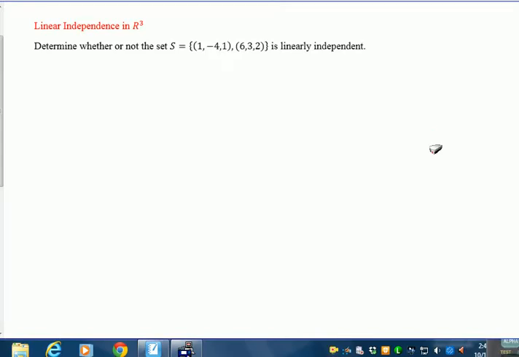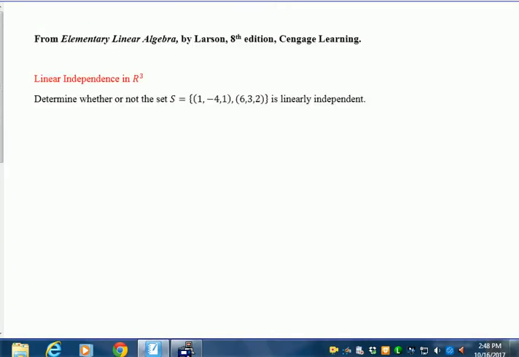We're going to do a simple example of linear independence so you can get your head around the definition. I'm going to rewrite the definition in terms of this problem: I've got these two vectors in R3. I would like to determine whether or not this set of vectors, these two vectors, are linearly independent.